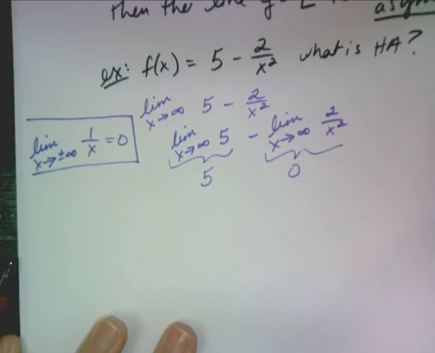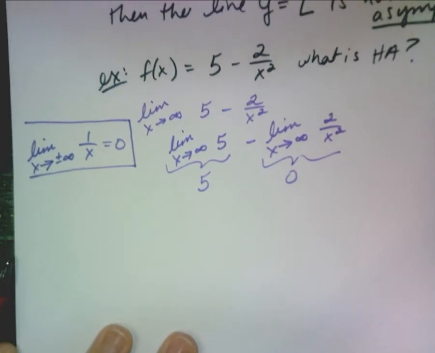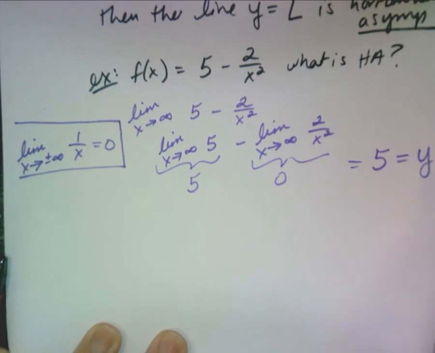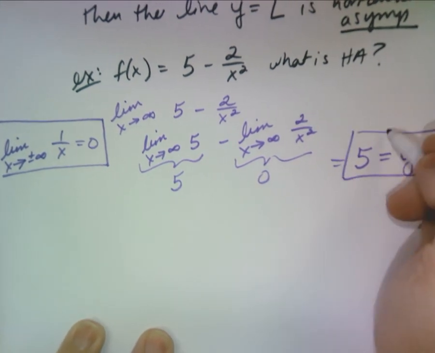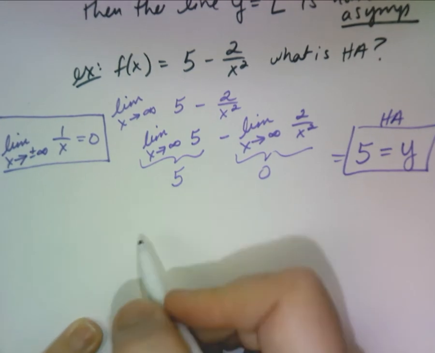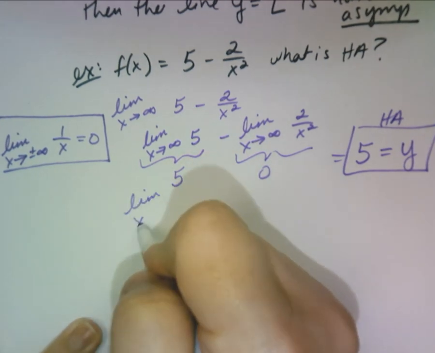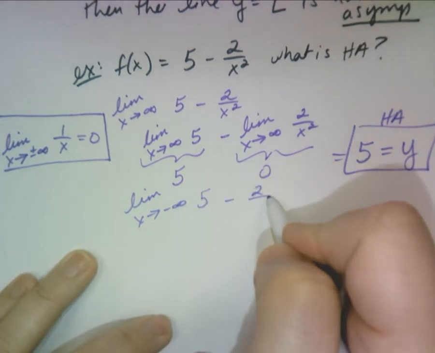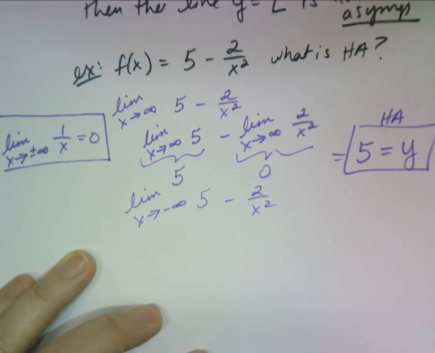So then what's my limit now? 5 minus 0 is 5. That is your horizontal asymptote. Now, you do have to check the limit as x goes to negative infinity also. But it's going to be the same exact thing as before. You're going to end up with 5.